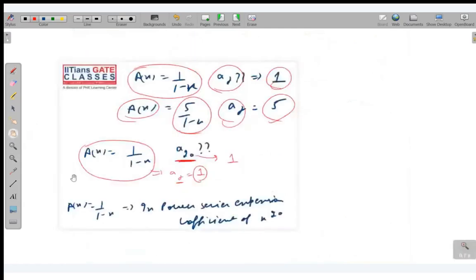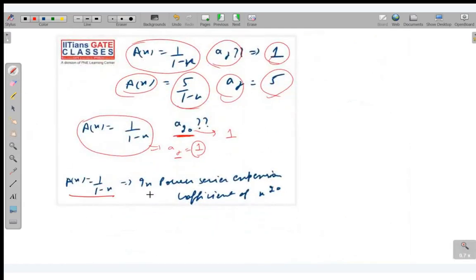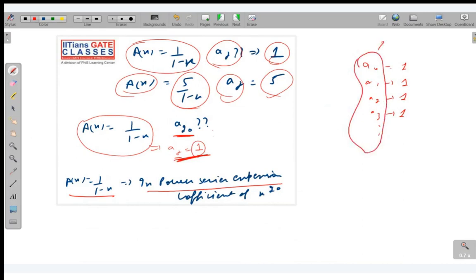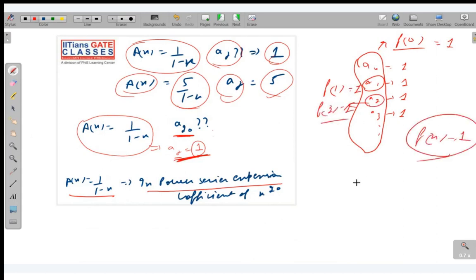Another way they can ask the question is AX is this, 1 upon 1 minus X, and they will say in powers, that X to the 20. Okay, no problem. See, AR is 1. What do you mean by AR is 1? A0 is 1, A1 is 1, A2 is 1, A3 is 1, and so on. Try to toss everything in your mind, only then you will get clarity. A0 is a representation of F0, which is 1. A1 is F1, which is 1. A2 is F of 2, which is 1. So directly or indirectly they are saying simply that the function FX was 1 only.